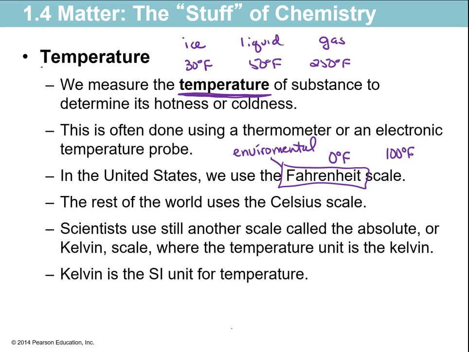Celsius, on the other hand, kind of like density, is based on water. So 0 degrees Celsius is the freezing point of water. 100 degrees Celsius is the boiling point of water. So they use the freezing and boiling points of water as the Celsius scale.